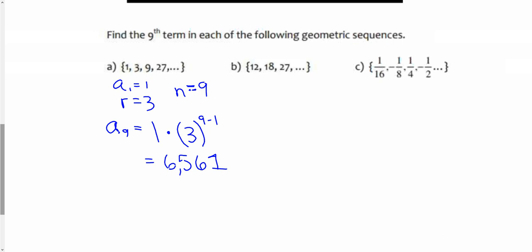Yeah, look at those. So I know a sub 1 is 1/16. I know we're going to find the 9th number, so n equals 9. How do we find r? Do what? It's multiplying by 2. How do you know that?